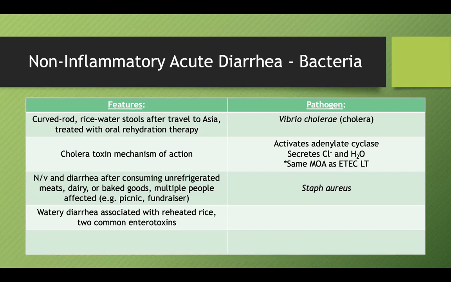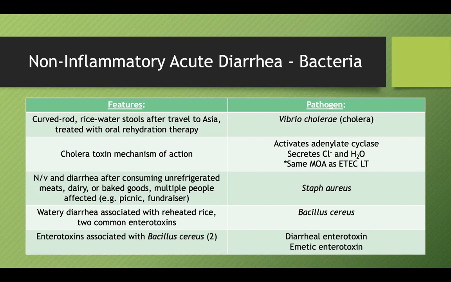How about if you saw a question that had watery diarrhea associated with reheated rice, and there's 2 enterotoxins associated with this bacteria. So that reheated rice should be a buzzword for Bacillus cereus food poisoning. And the 2 enterotoxins that are associated with B. cereus are the diarrheal enterotoxin and the emetic enterotoxin.